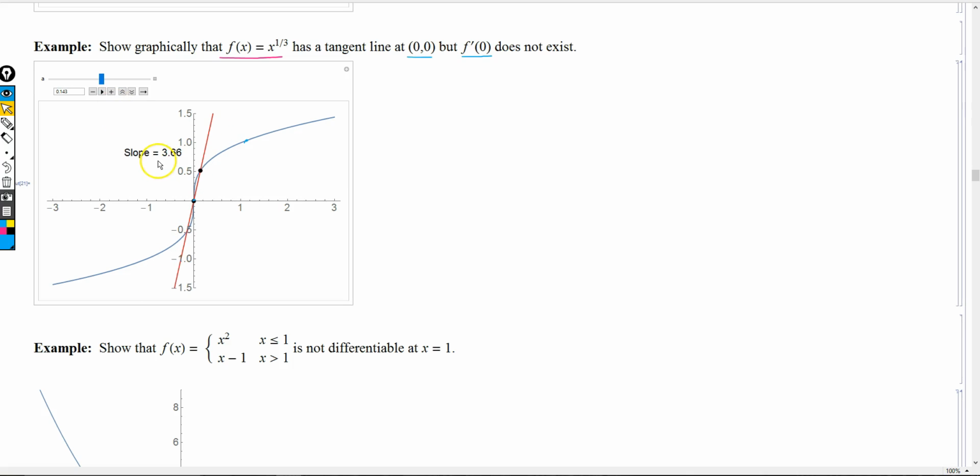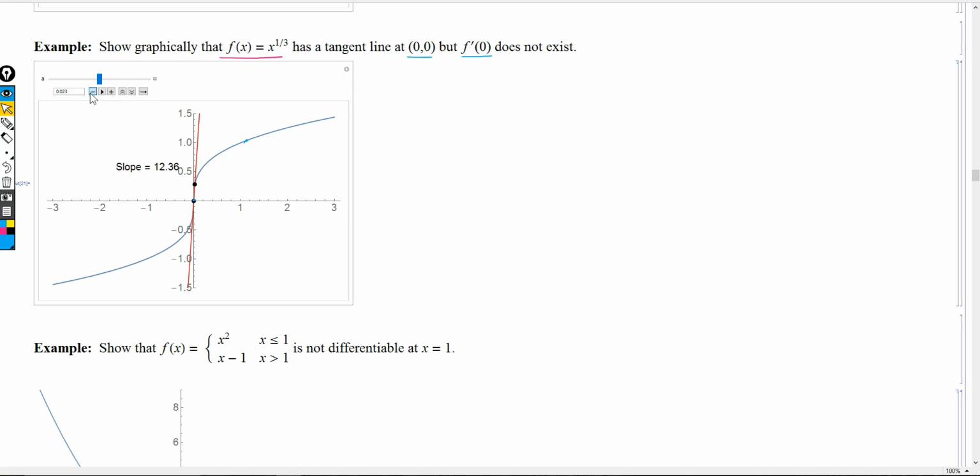Now also keep an eye on the slope of the secant lines. Currently our slope is 3.66, and let's step this point in a little slower towards that point and see what's happening to the slope. So we see that the slope is getting larger and larger, and it looks like our secant line is actually becoming vertical. And that's exactly what's happening.